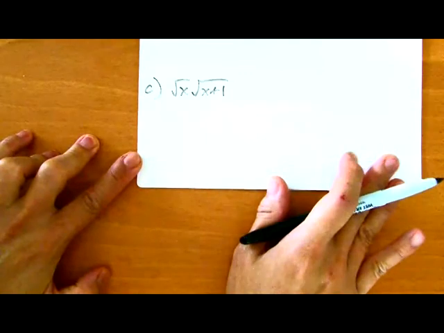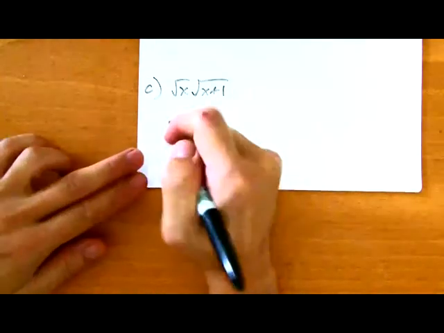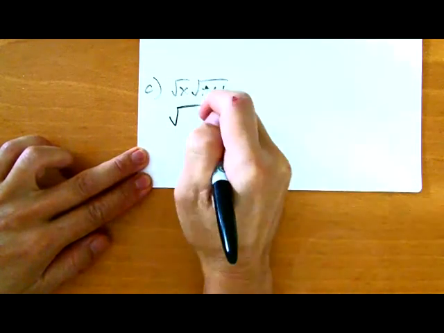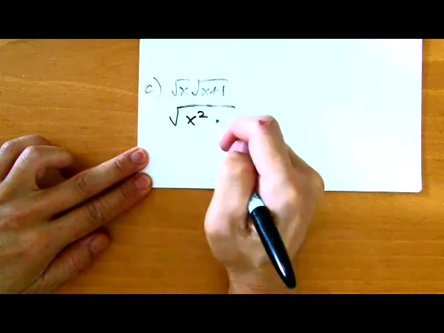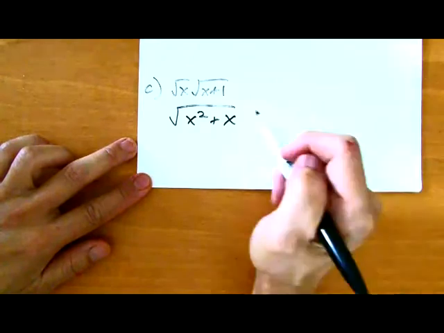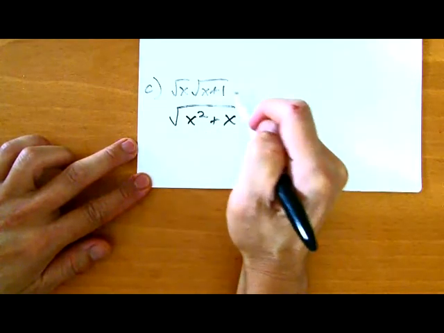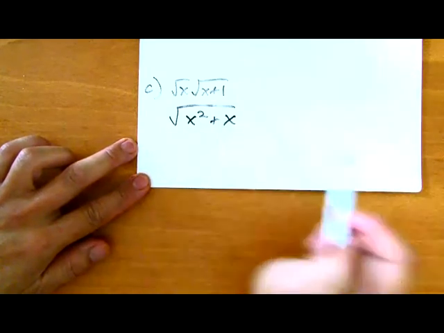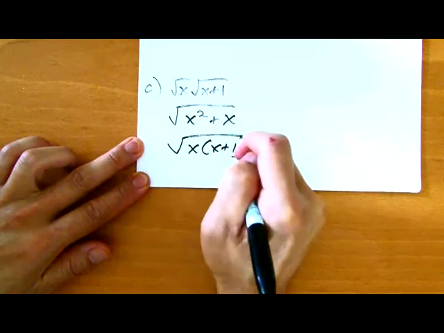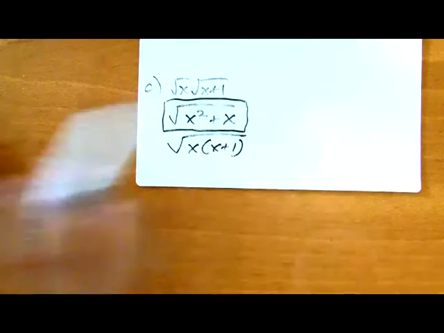Letter C. Radical x times radical x plus 1. It's like distributing the x. X times x is x to the second. X times 1 is x. Can we go further? No, because if we go back to factored, we're back to where we started. So this is as far as we can go. I guess you could write it x parentheses x plus 1, but they wanted you to multiply. So that's it right there.